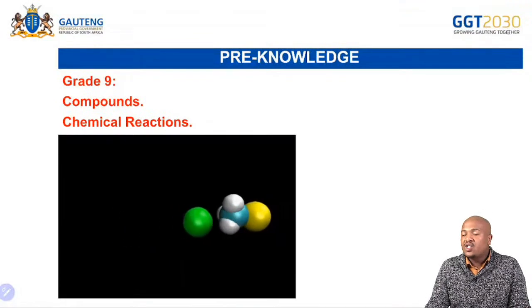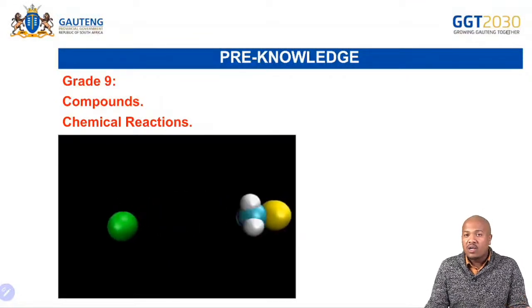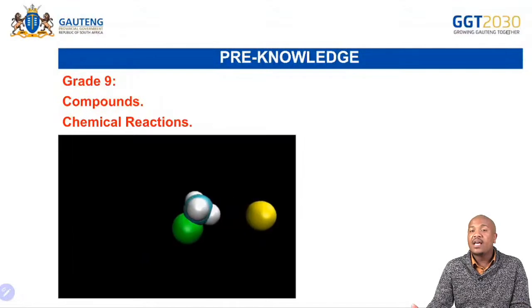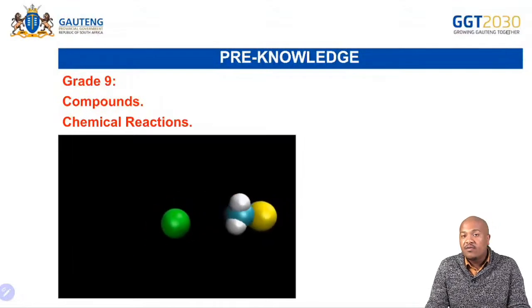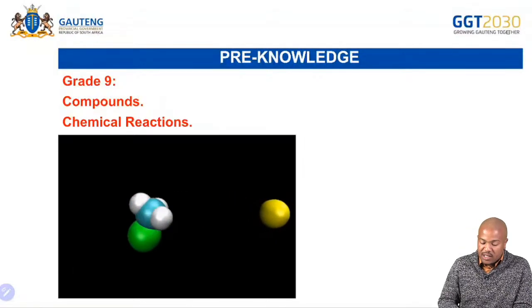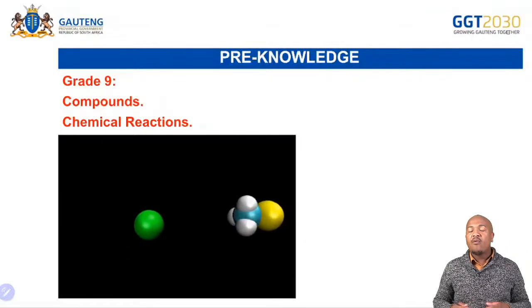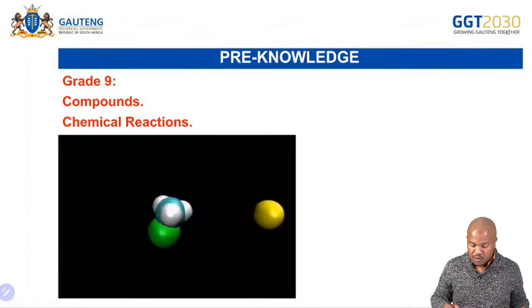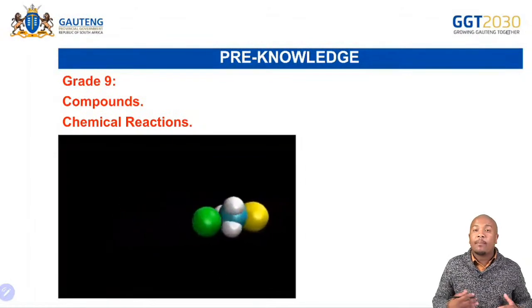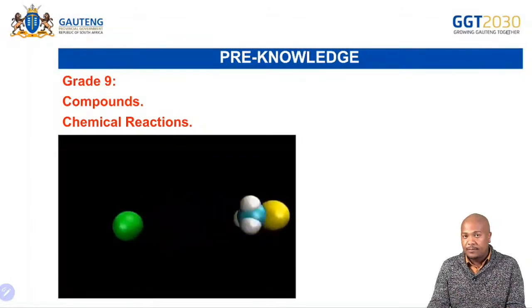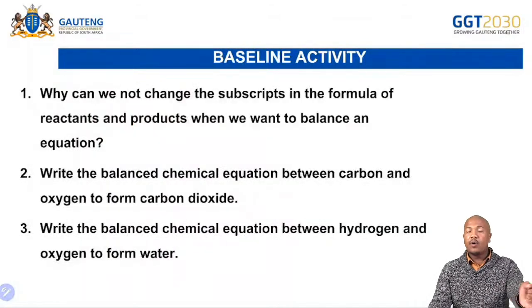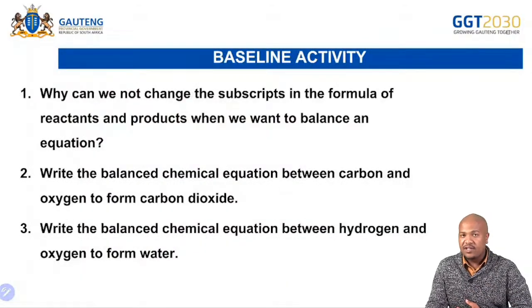And in that process, no atoms are lost or gained, so they are simply rearranged, as we have said in the previous topic. So as you can see here, there's some rearrangement of atoms to form new compounds. Just to remind you of what we talked about in the previous lesson. Now, let's jump quickly to our baseline activity.